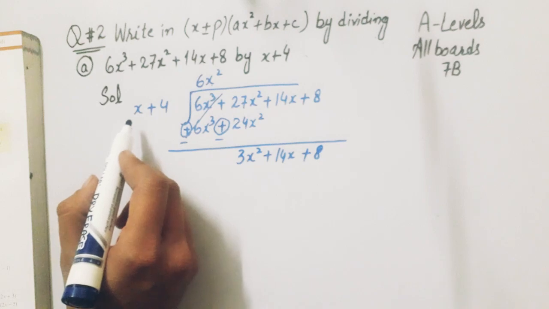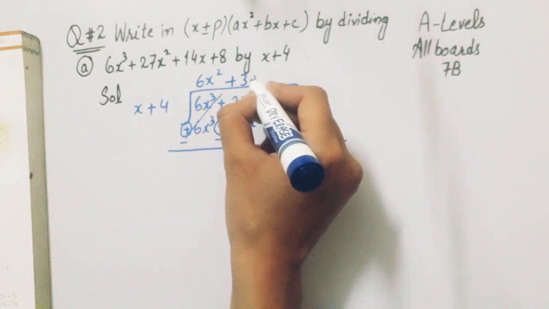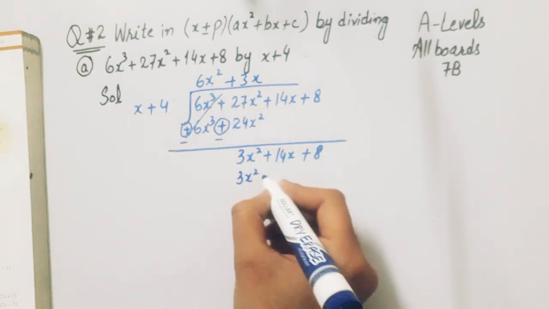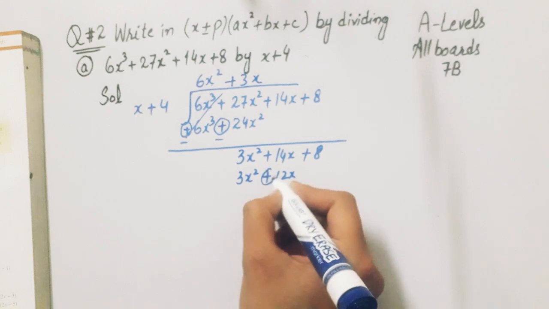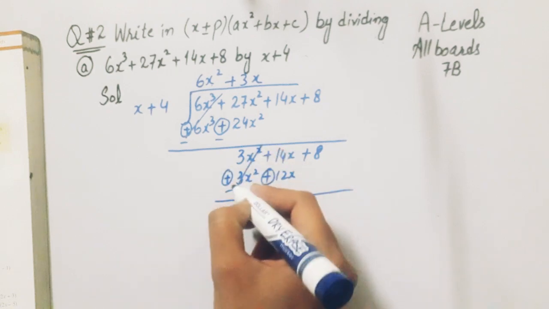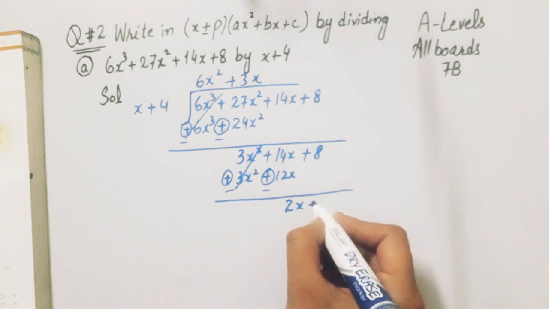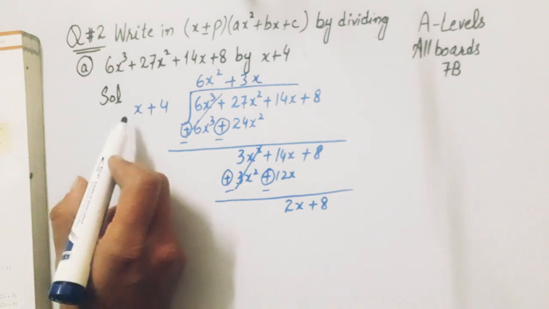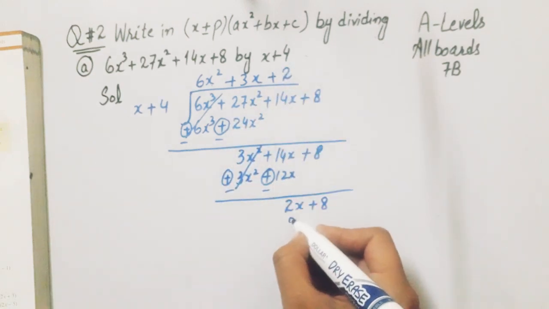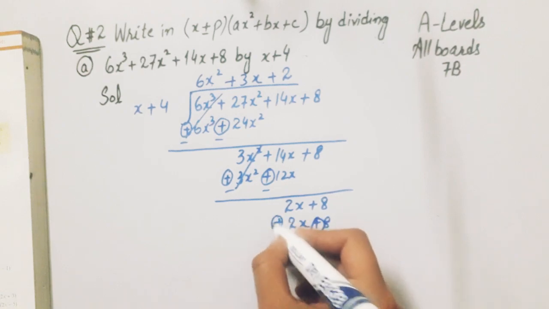Now we have to make x into 3x square, so we will multiply this by 3x. 3x multiplied by x is 3x square, plus 12x. Change the old signs and we get new signs. So 3x square cancels with 3x square, and 14x minus 12x is 2x plus 8. Now to make x into 2x we will just multiply by 2. So this will become 2x plus 8. Now we will change the old signs to get new signs.